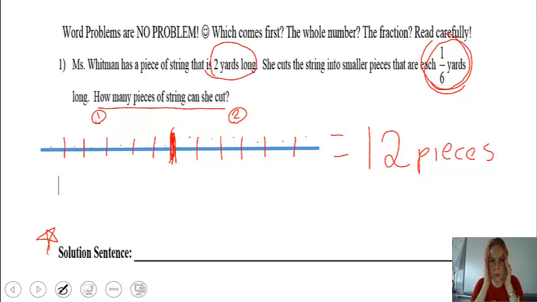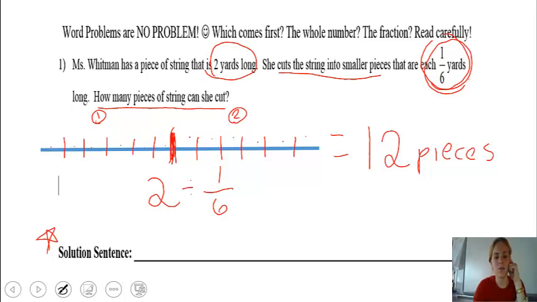What did Mrs. Whitman start with? Think about what her total was. She had a total of 2 yards of string. So the 2 is the first number in our problem. She's cutting the string into smaller pieces. That sounds like dividing it or splitting it up. So I'm going to divide into groups of 1/6. So the whole came first, the fraction came second.